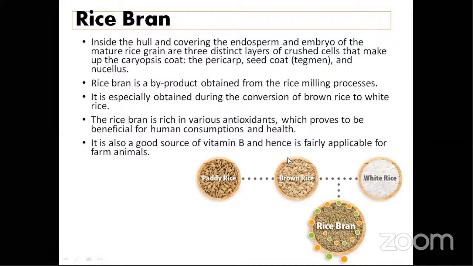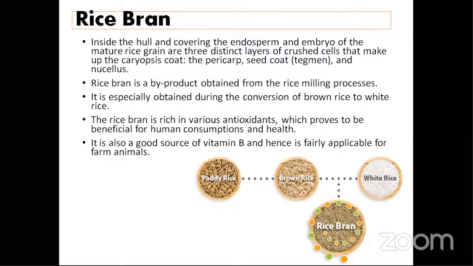So we get this brown rice. That hull or husk is used as a source of silica, or it can be given to the animals also. We get this brown rice, so that means bran is there and germ is there. After that, we go for the milling. In the milling process, again we get this rice bran. It is a byproduct, and we get the white rice. This white rice is devoid of bran as well as the germ or the embryo.